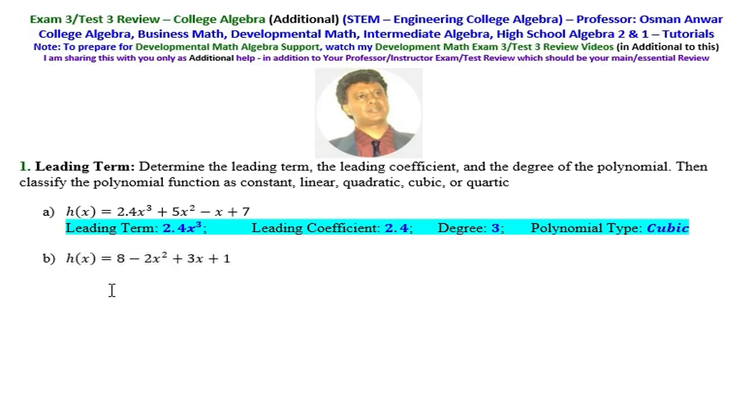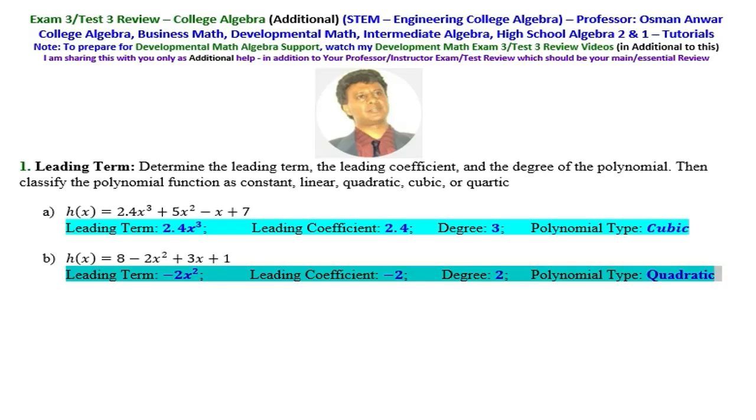B. H of x equals 8 minus 2x squared plus 3x plus 1. The highest degree is 2, that means the leading term is minus 2x squared, the leading coefficient is minus 2, the degree is 2, that means this polynomial type is quadratic.